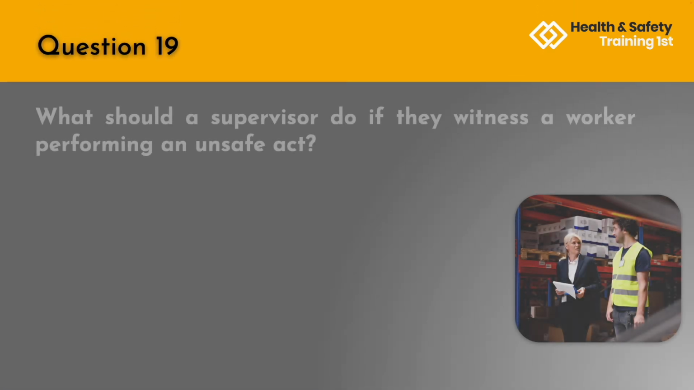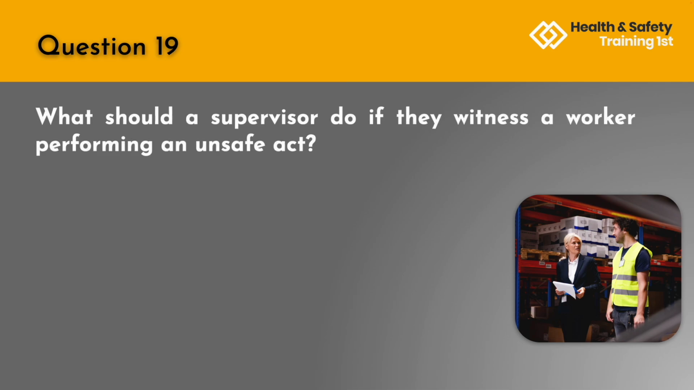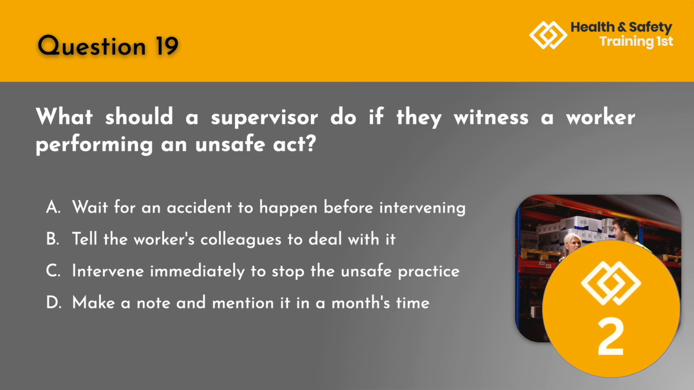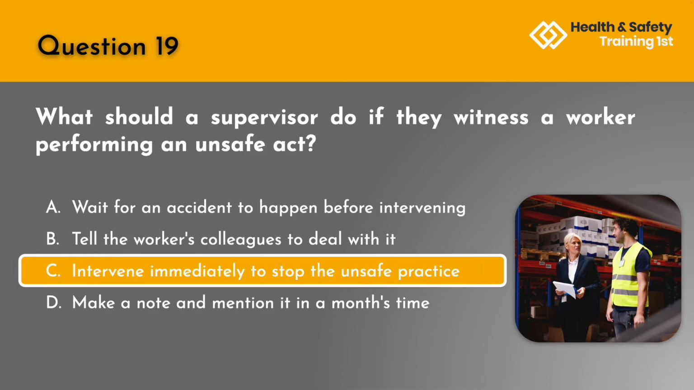Question 19. What should a supervisor do if they witness a worker performing an unsafe act? A. Wait for an accident to happen before intervening. B. Tell the worker's colleagues to deal with it. C. Intervene immediately to stop the unsafe practice. Or D. Make a note and mention it in a month's time. The correct answer is C. Intervene immediately to stop the unsafe practice.